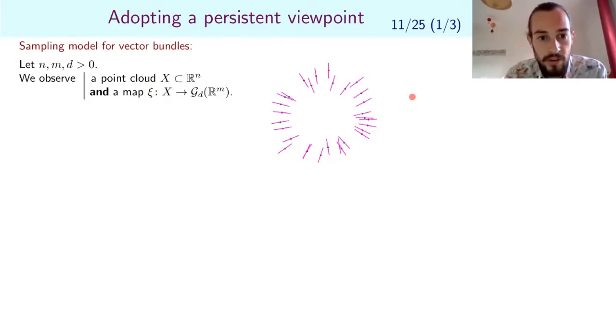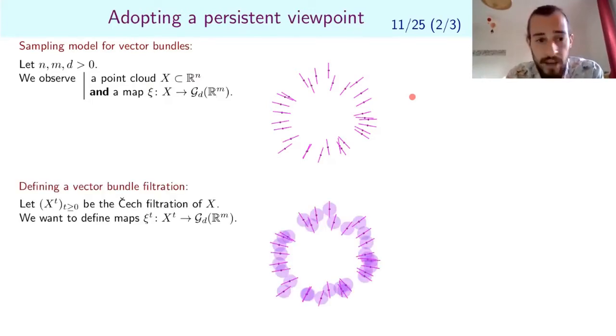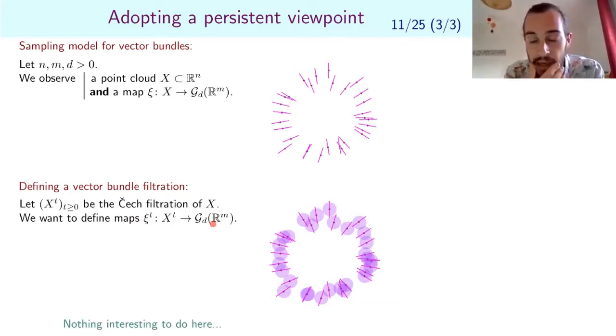So let's do persistent homology. We could consider the Čech filtration of X, X_t, and we would like to endow the thickenings of X with a vector bundle structure. So we would like to define extended maps, Xi_t, that will go from the thickening of X to the Grassmannian. Unfortunately, I didn't find any interesting way to define these maps. You take a point of the thickenings, you could try to project this point onto X, but this is not really well defined. We shall adopt another point of view here.